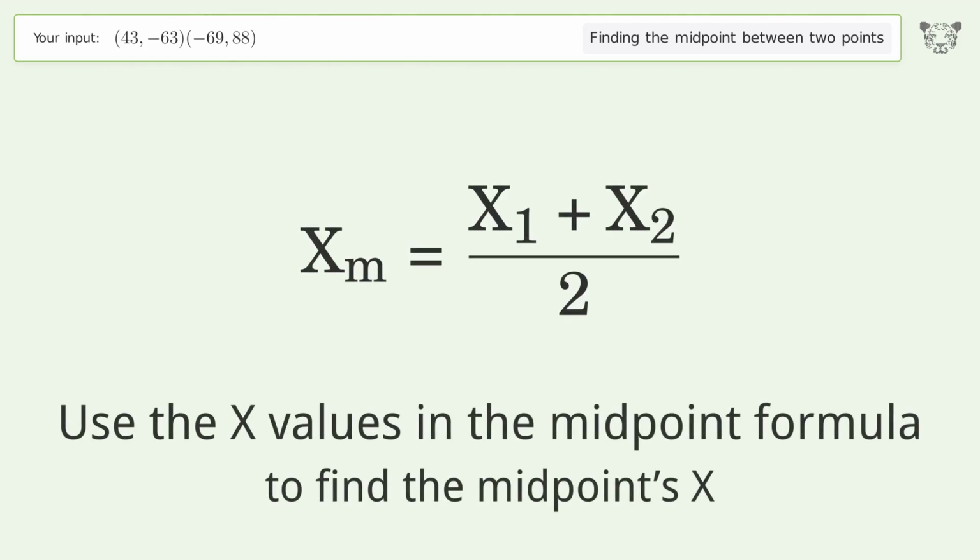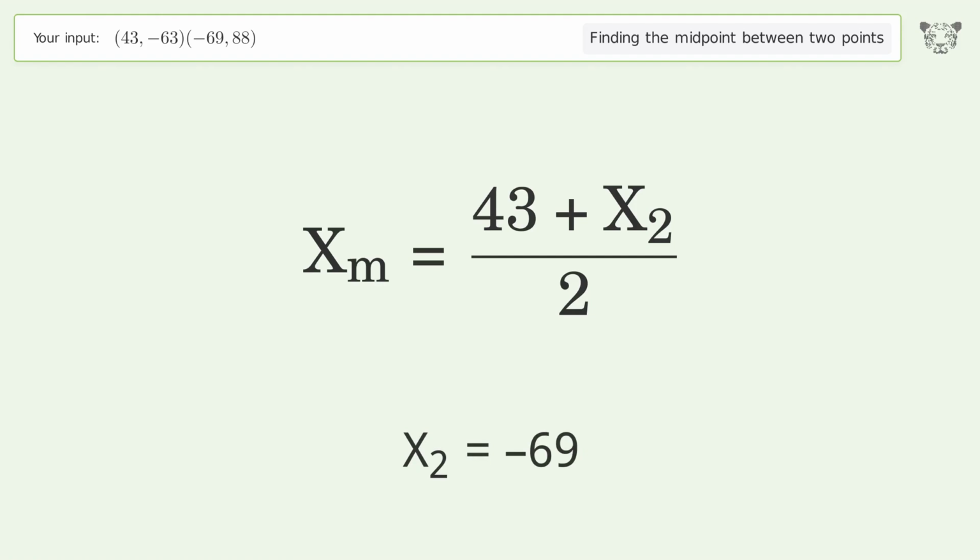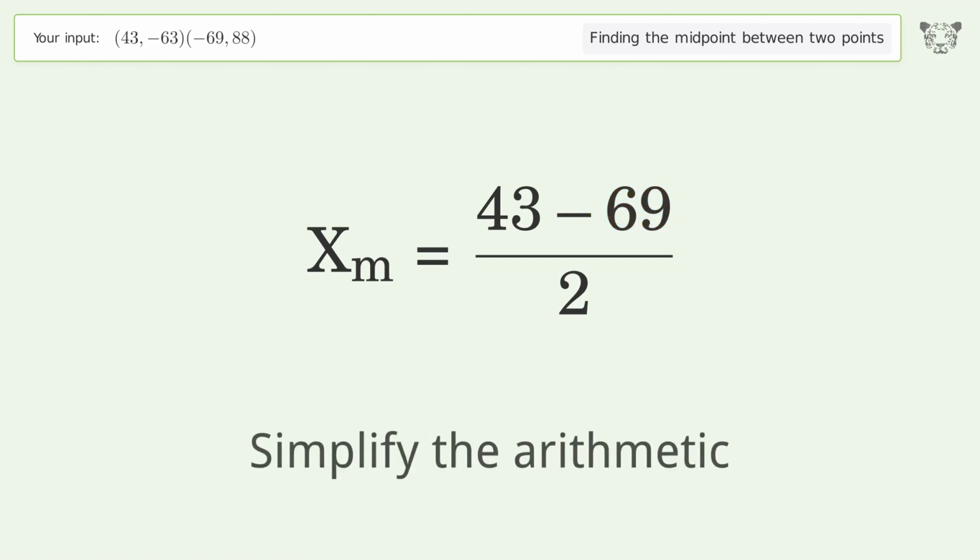Use the x values in the midpoint formula to find the midpoint's x. x1 equals 43. x2 equals negative 69. Simplify the arithmetic.